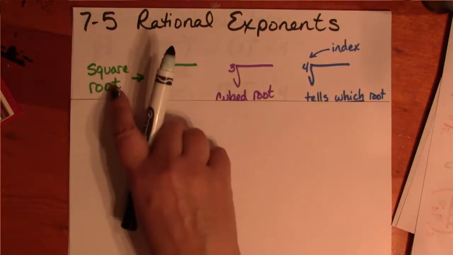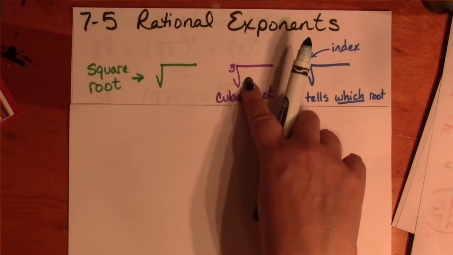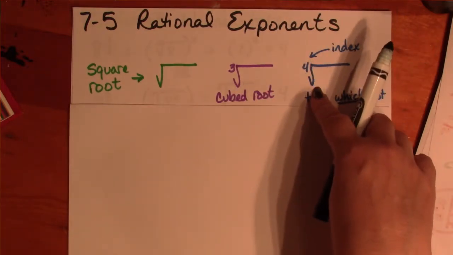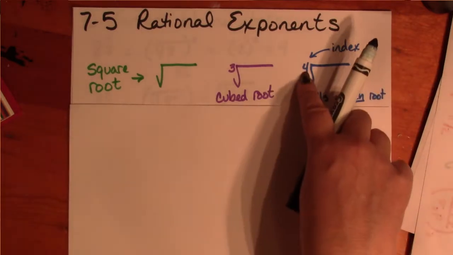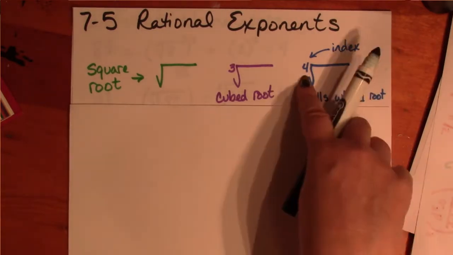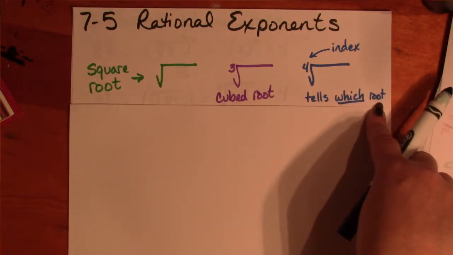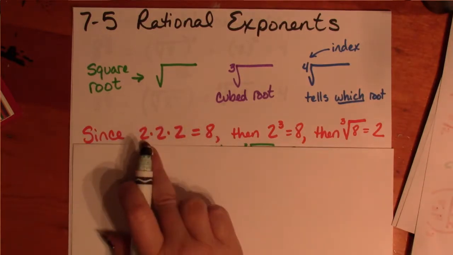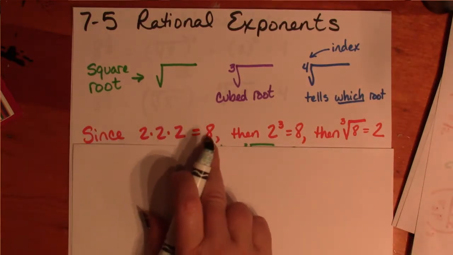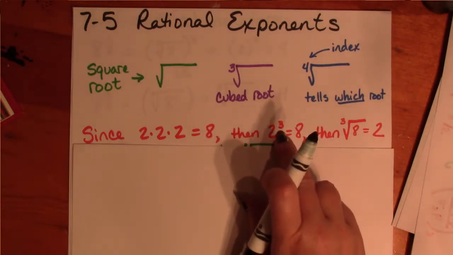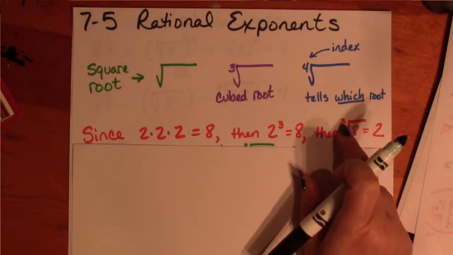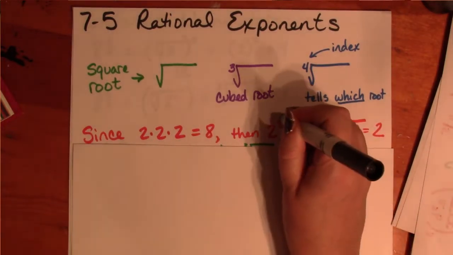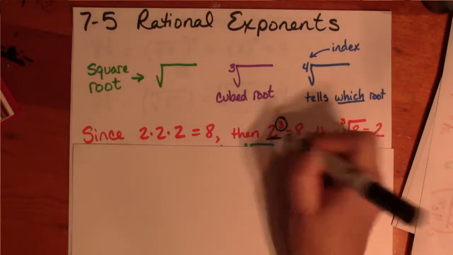So this sign means square root, this sign means cube root, and this sign means the fourth root. This number up here is called the index, and it tells which root we're looking for. Since 2 times 2 times 2 is 8, then 2 cubed is 8, which means the cube root of 8 is 2. So they're giving you this, and they're looking for that.